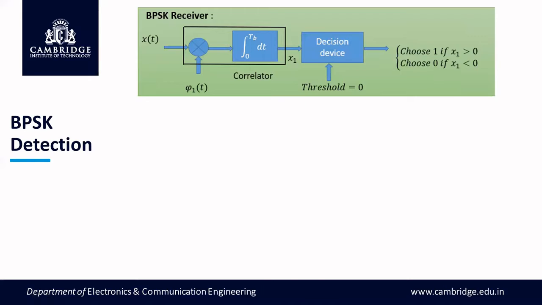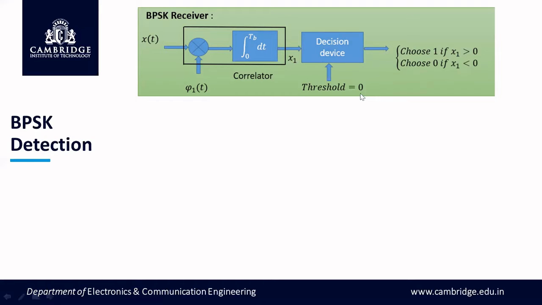So come to the receiver. The coherent detection is adopted here. The received signal is multiplied with the basis function and integrated to get a value x1. So the combination of multiplication and integration, that is product integrator, is called a correlator. This correlates the received signal x of t with phi1 of t. Accordingly, x1 is produced. If x1 is positive, it is symbol 1, negative, it is symbol 0.